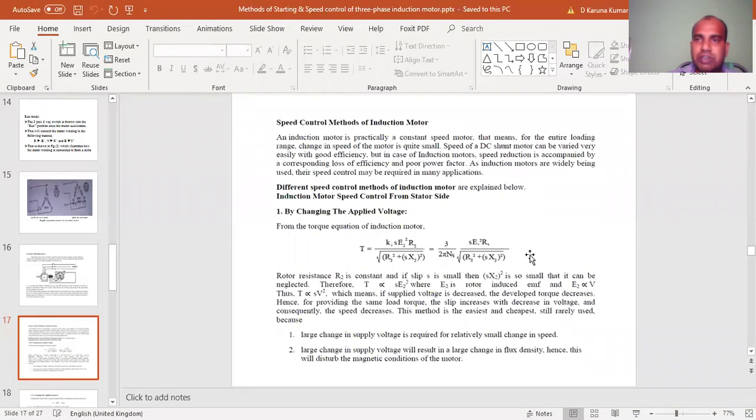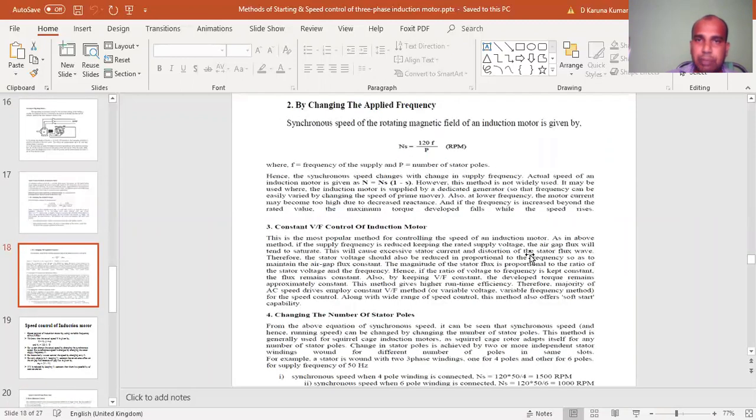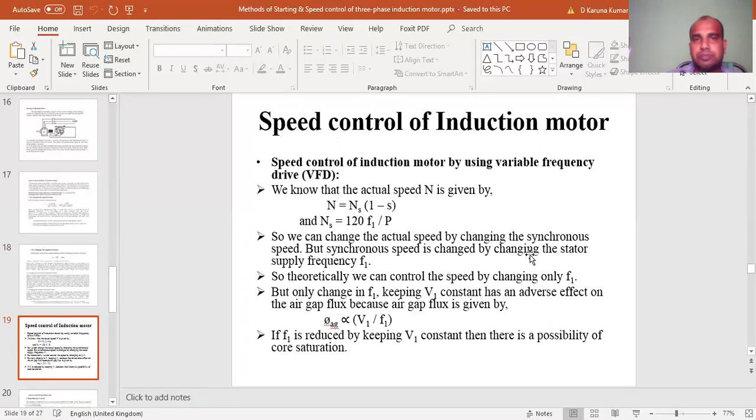Different speed control methods of induction motors: there are two ways. The first one is speed control from the starter side. The second one is speed control from the rotor side. Speed control from the starter side has these methods: by changing the applied voltage, by changing the applied frequency, constant V by F control of the induction motor, and by changing the number of starter poles.